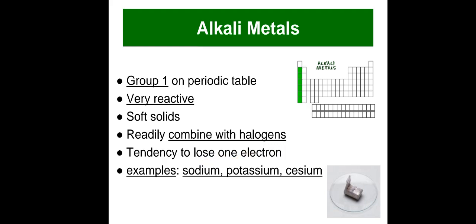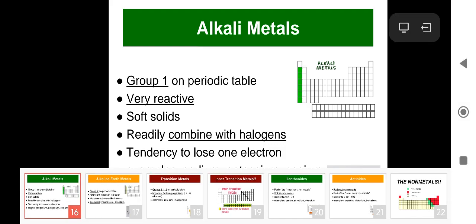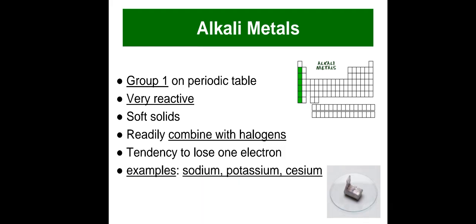So in the diagram you can see that the green line, the first line, represents the alkali metals or group 1A. Examples are sodium, potassium and cesium. They have only one electron in their outermost shell, so they can lose one electron to form a +1 ion.